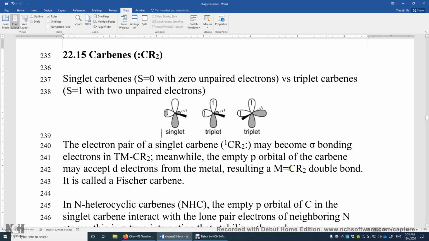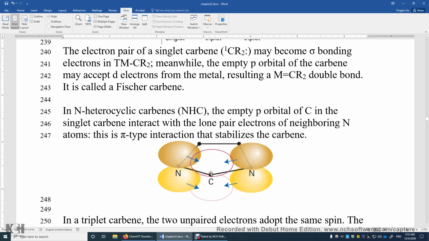Again, 1 sigma bond with electrons donated by this singlet carbene. And also there's a pi bond. If the transition metal has d electrons to donate, it may donate d electrons. Or you can say delocalize these d electrons into this empty p orbital centered on the carbon in this singlet carbene. And that's why you have a double bond between this carbene and the transition metal.